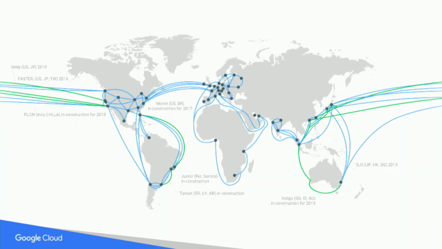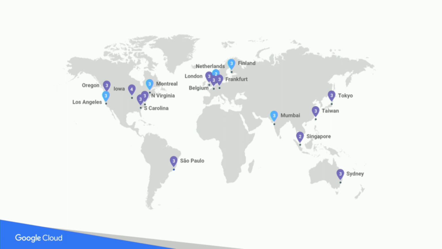But no matter how you run your containers on Google, they all benefit from our world-leading fiber network. And Google already has numerous data centers around the world. The ones that are in blue are those that are scheduled to come online later this year. So we are global.